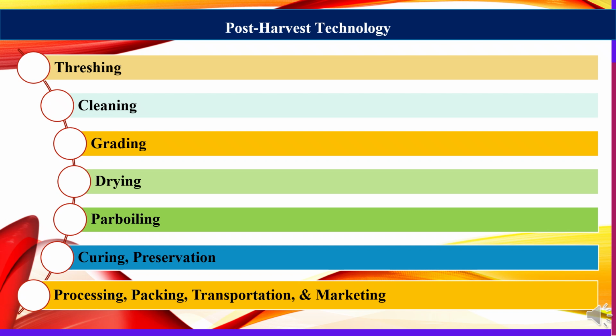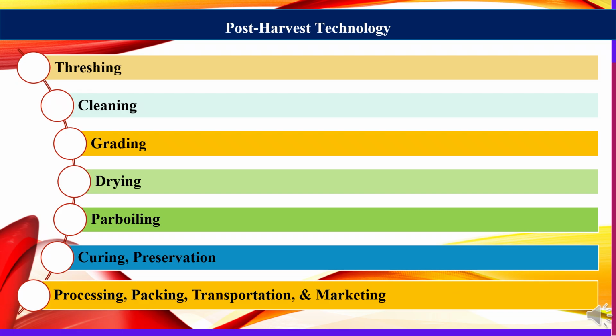Cleaning. Removal of impurities such as straw, chaff, stones, weed seeds, and dust to improve grain quality. Achieved through winnowing, manual or mechanical, and sieving systems. Grading. Sorting of grains based on size, shape, and quality to ensure uniformity for milling and marketing. Grading enhances consumer acceptance and helps meet export standards. Drying. Reduces grain moisture to a safe storage level, 12 to 14%, to prevent fungal growth, insect attack, and sprouting.